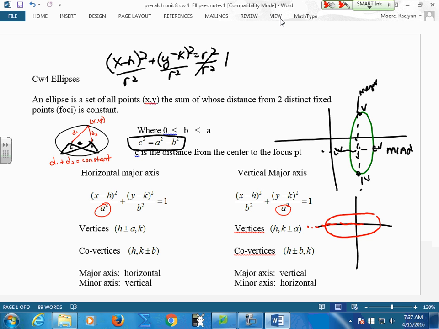So this time, the longer one is your x-axis. This would be your major. So your foci would fall in here, and your vertices would be off of here. And your covertices would be off of here.